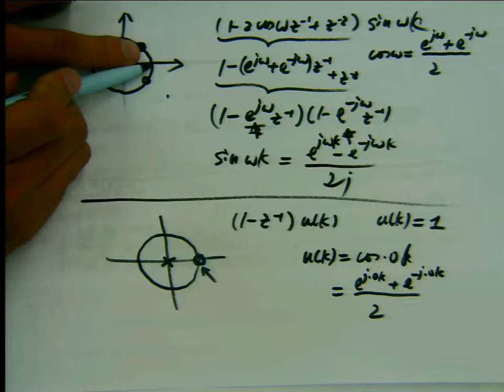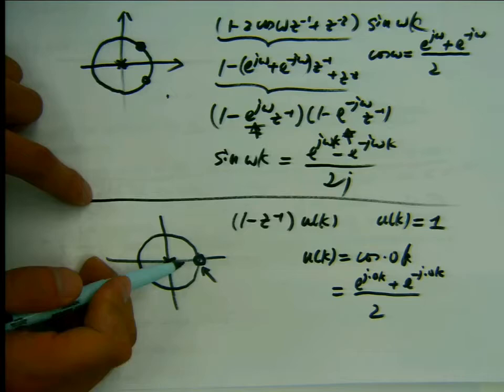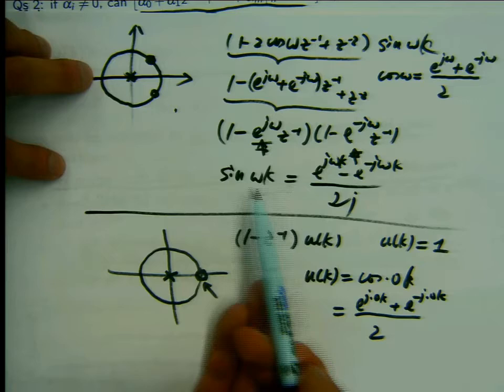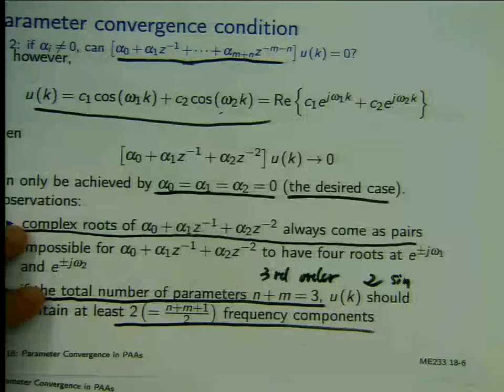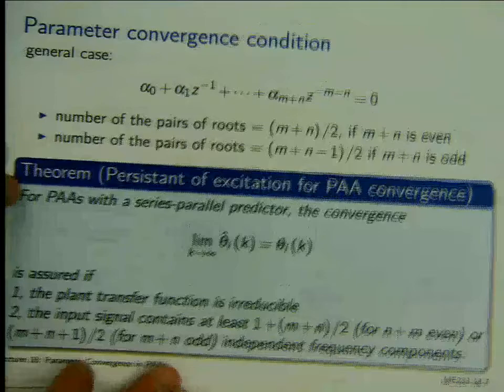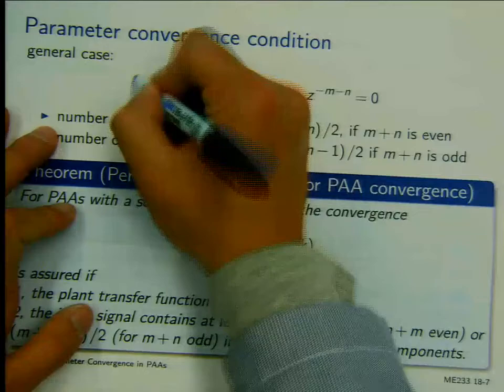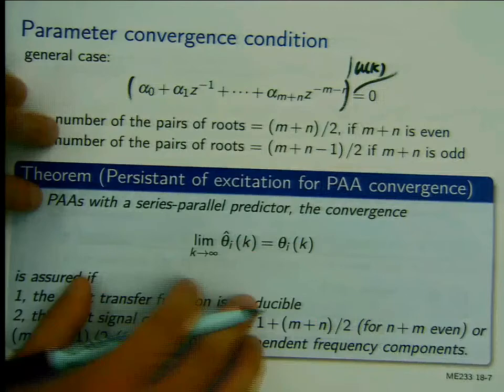So long story short, if the input contains one sinusoidal frequency component, we need two poles and two zeros for the polynomial. We need a second order polynomial. Okay? So going to the more general case, let's read this result. For the general case, the polynomial times u_k here.